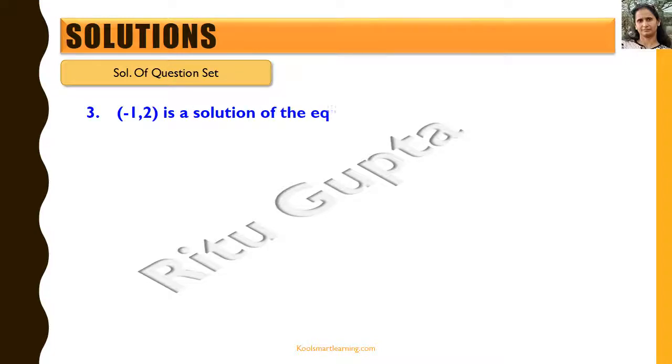Let's move on to the third question now. We have (-1, 2) as the solution of this equation, kx + 3y = 9, and we need to find the value of k. So we put these values of x and y: -1 is x and 2 is y. We put these values in the given equation.